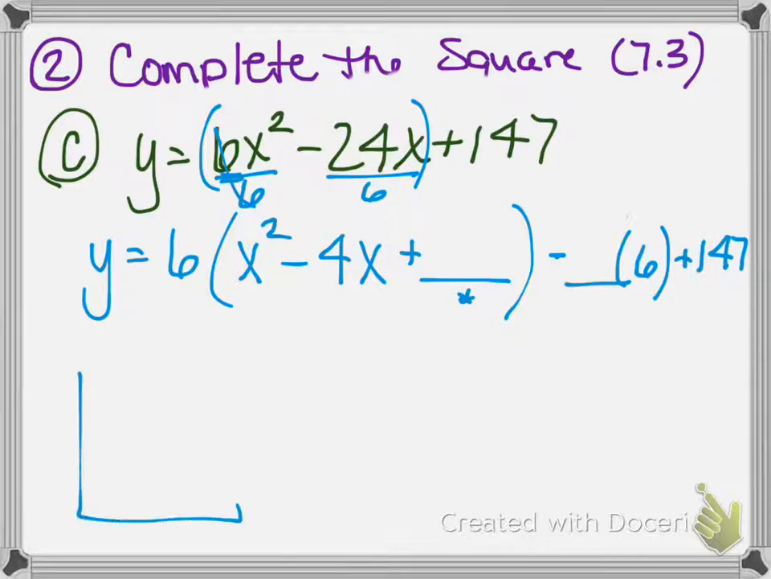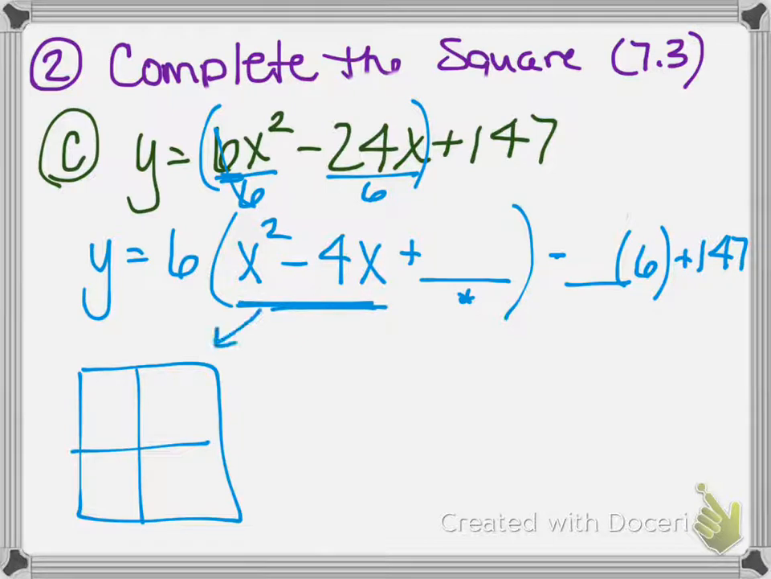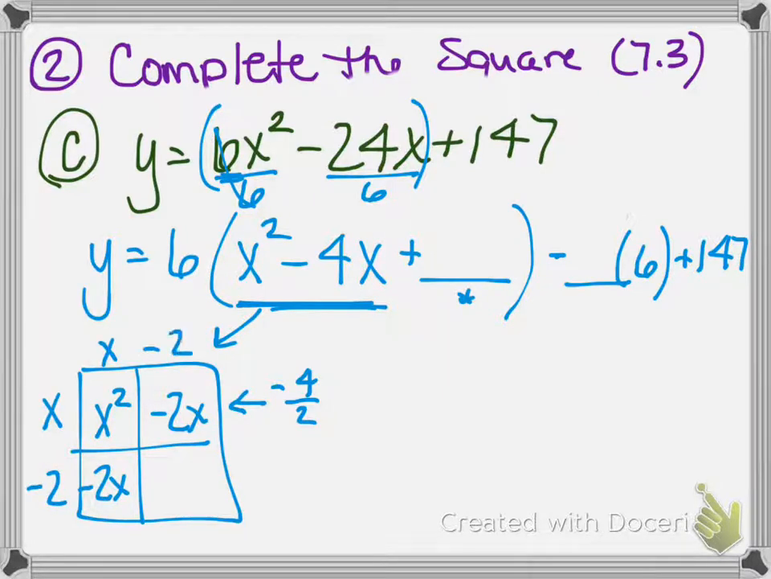So, drawing the square, I still use these two terms to draw my square. So x squared, and then in here is half of negative 4, so that's negative 2x and negative 2x. So here's x and -2, x and -2. The magic number to complete my square is a 4. So 4 here and 4 here.